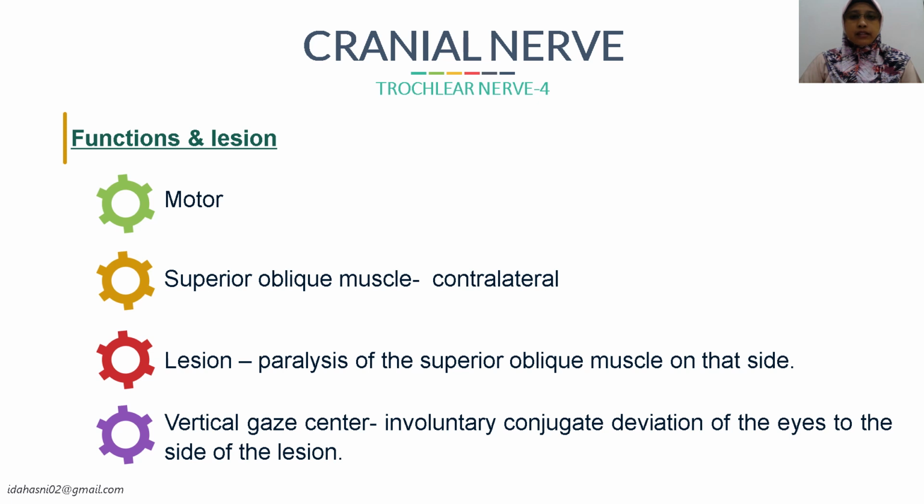Depending on where the lesions are, the patient will show paralysis of the superior oblique muscles on the same side. Trochlear nerve works together with other fibers to control the vertical gaze center. Any sudden cortical damage, such as stroke or trauma, involving the frontal eye field will result in involuntary conjugate deviation of the eye to the side of the lesions.